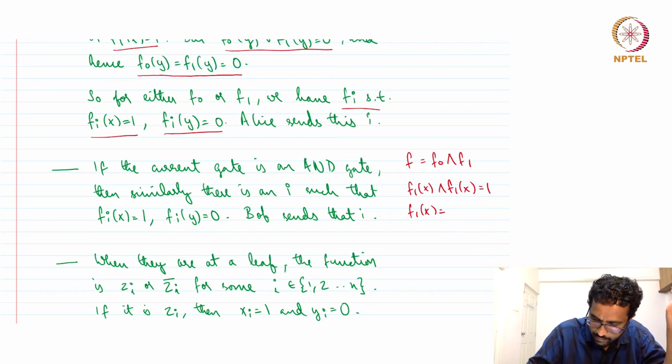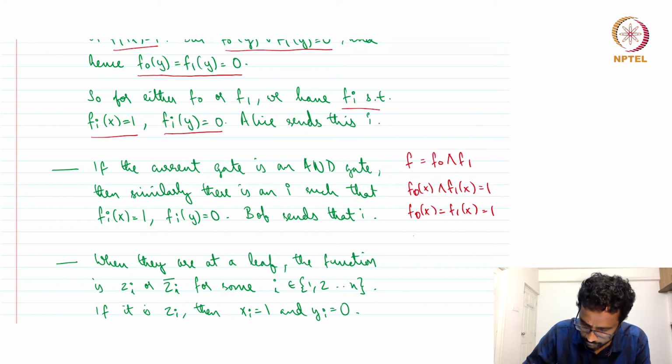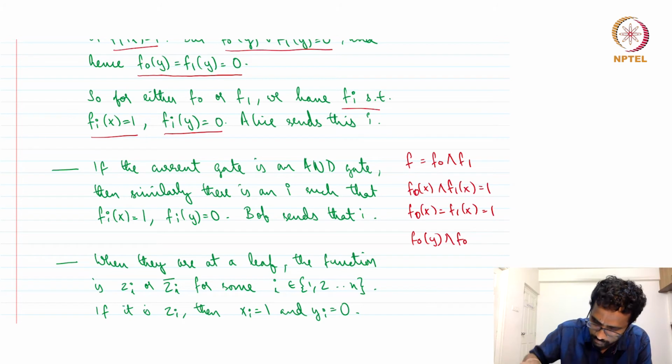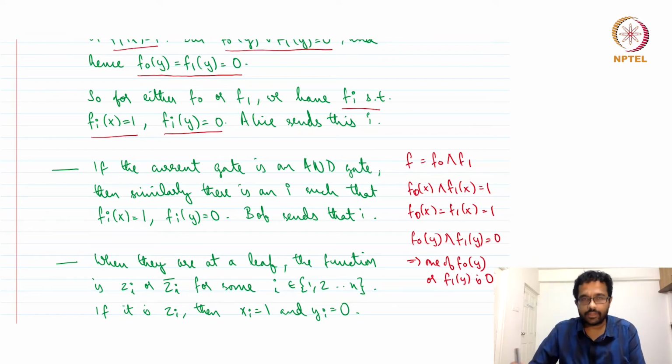So f0x and f1x are both equal to 1, and since the AND of the two quantities f0y and f1y is equal to 0, this means that one of f0y or f1y is 0, right? At least one of them must be 0, otherwise the AND should be 1.